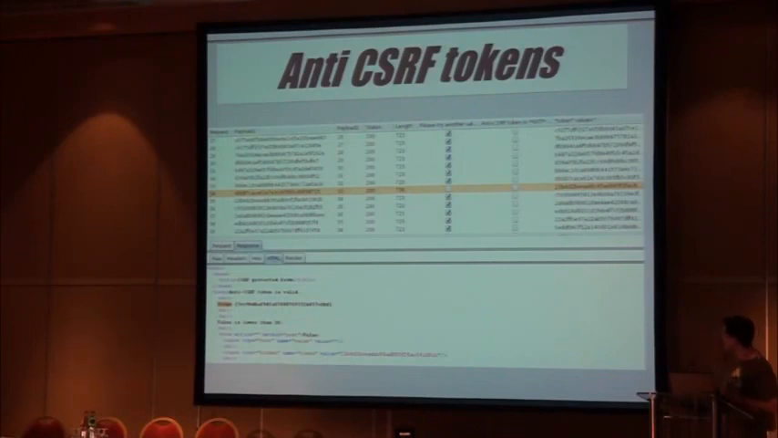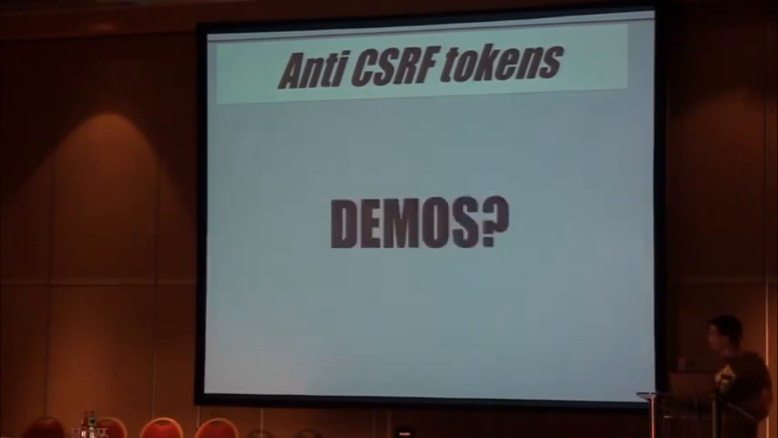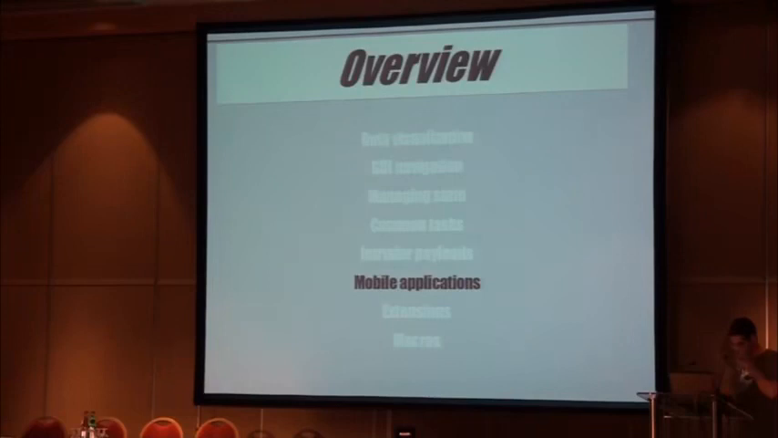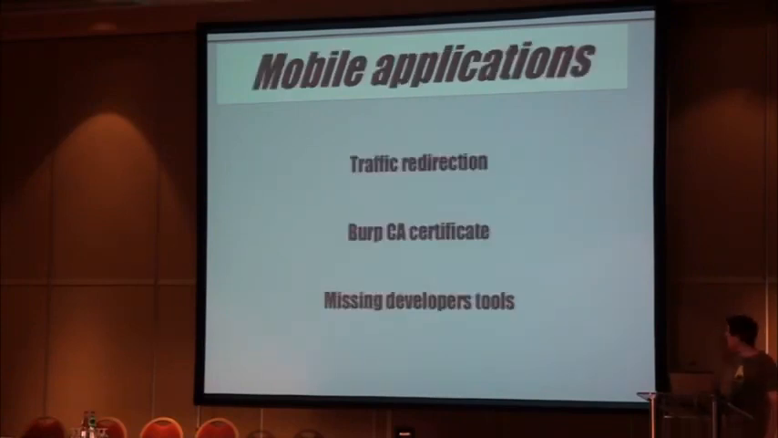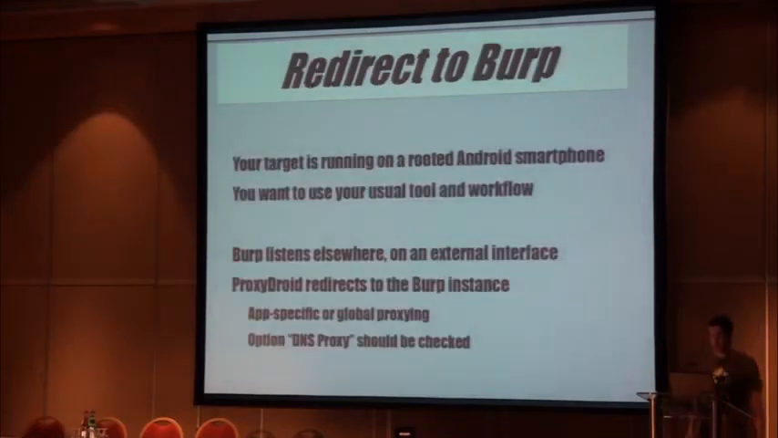Mobile applications. We have more and more mobile applications to test. A few tricks: traffic redirection. Say you are using an Android smartphone which is rooted, and you still want to use your usual workflow and toolbox. So you set up a proxy listener which is listening on a public interface. I mean public on your testing network, not public on the internet, which could be dangerous. If people can access your Burp listener, it's not a good thing for you. Read the documentation, it's explained.